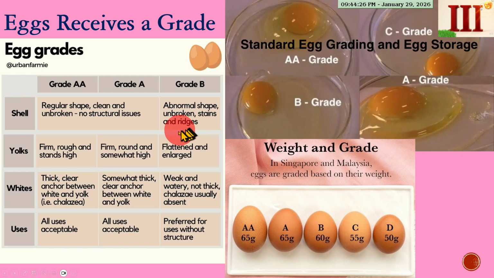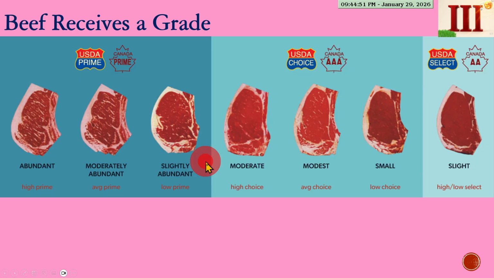Eggs also receive a grade. We have B, we have A, and we have double A. As you have a look at these images, this is what a double A looks like. Even the whites of the egg is very thick compared to B and C, where it almost looks watery. In Singapore and Malaysia, they grade eggs based on weight. And as you can see, double A, B, C, and D.